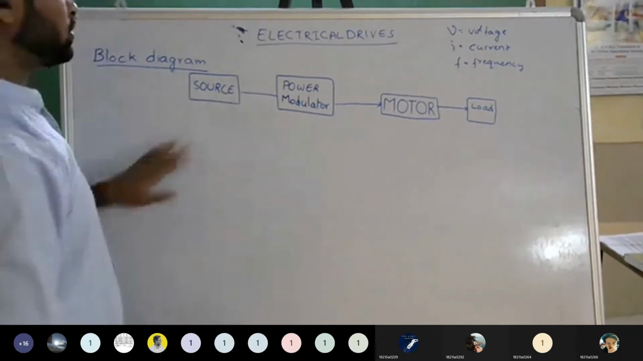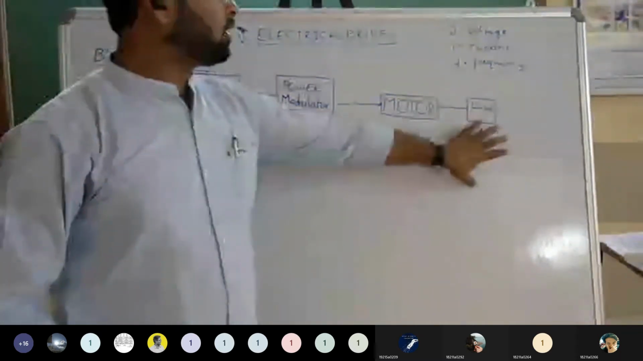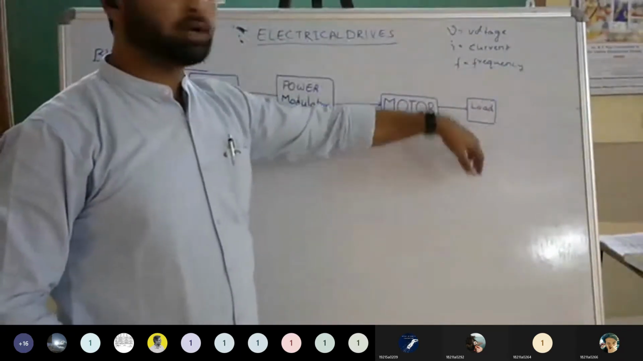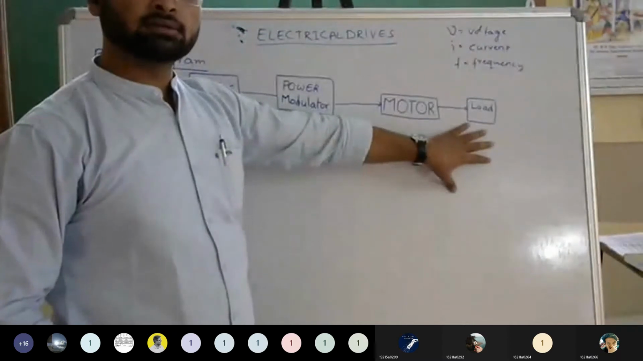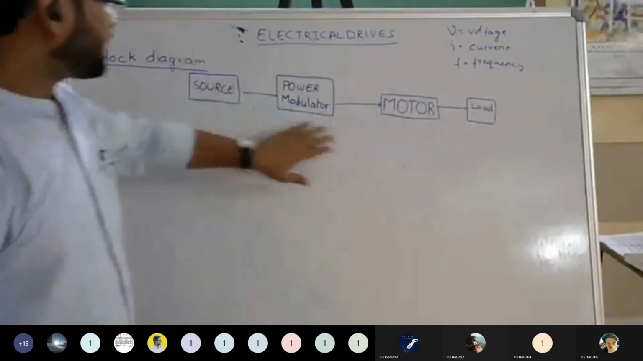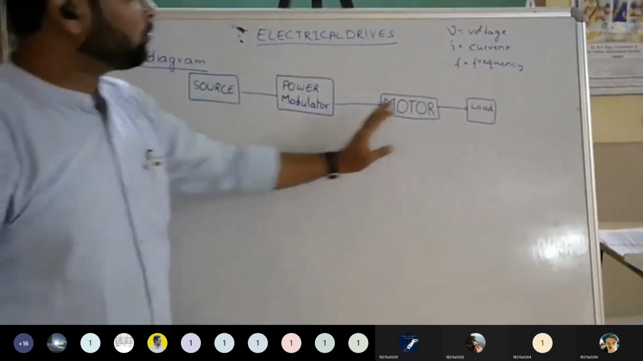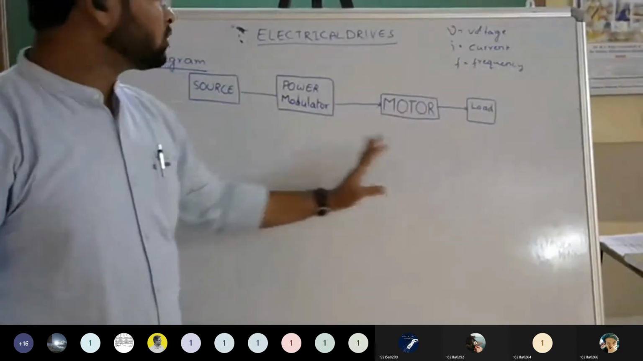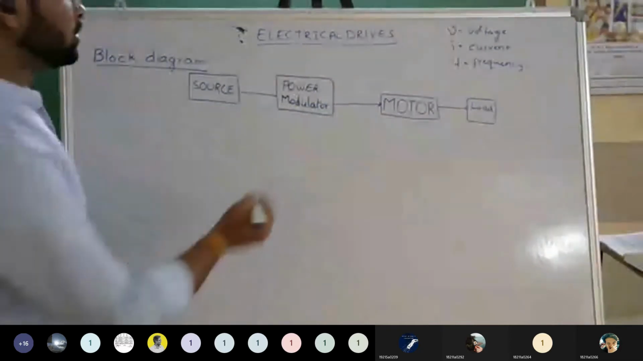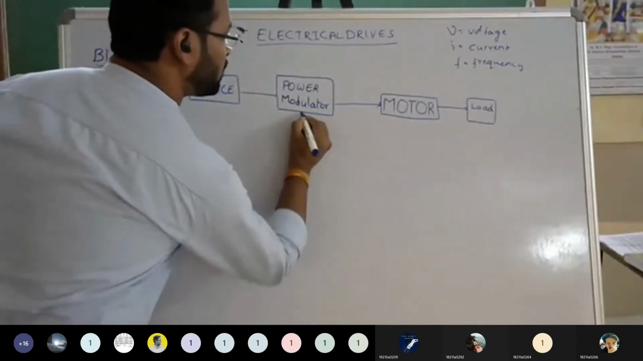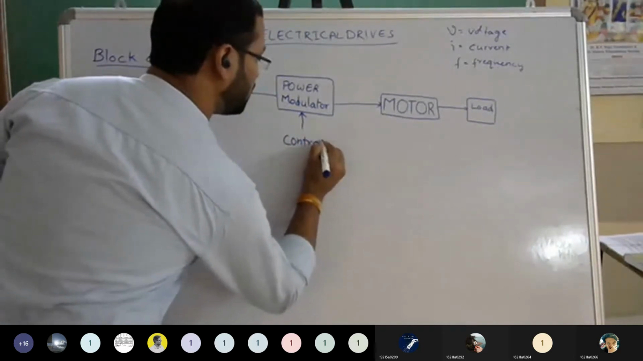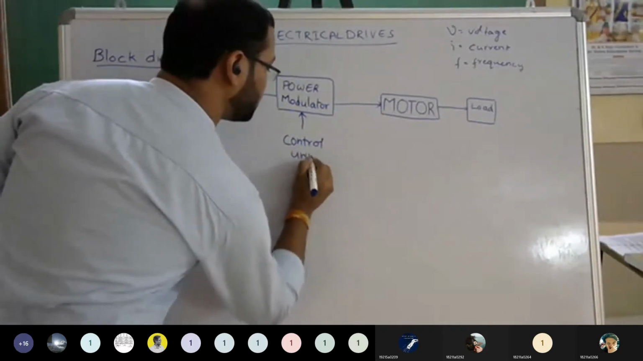So this is the source, power modulator, motor. Suppose the load wants more speed or more torque. So how do we know that? And second, what does the power modulator have to do, and which type of motor is available? How much power do we have to give? Somebody has to control this, so to control this, one control unit is required.